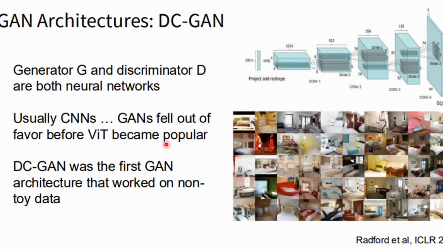When GANs were first released, they were mostly based on neural networks. As you can see here, they usually used convolutional neural networks for both the G and the D networks. But then it started to fall out of favor until vision transformers became popular, and then they used transformers instead of the convolutional network blocks for the G and the D networks.